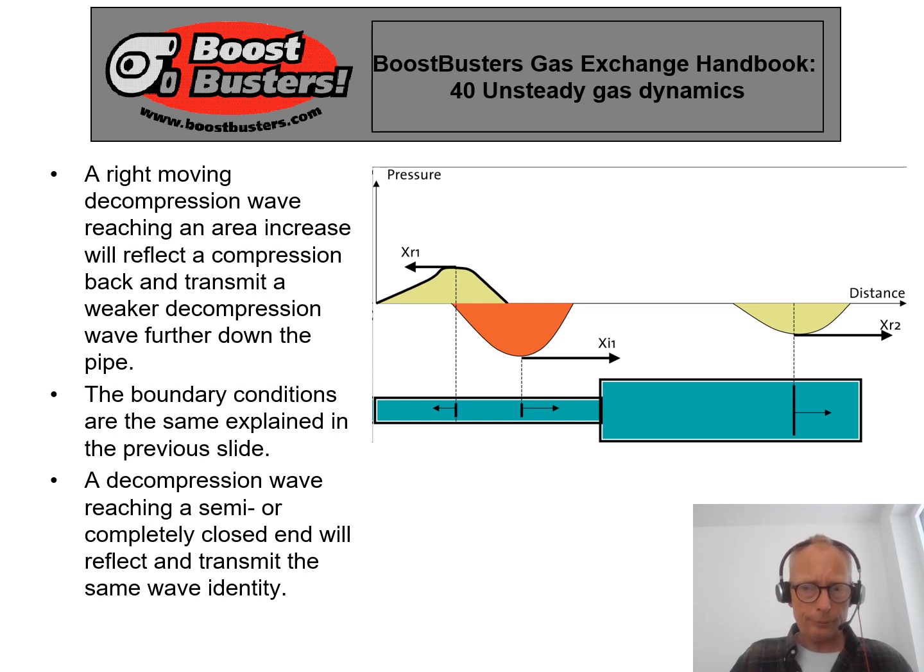Decompression waves are also changing the identity. So if we have an incident decompression wave, the red one here, reaching an area increase, it will change its identity and reflect back as a compression wave. Part of the incident decompression wave will transmit through the area increase, but transmit further down the system also as a decompression wave.